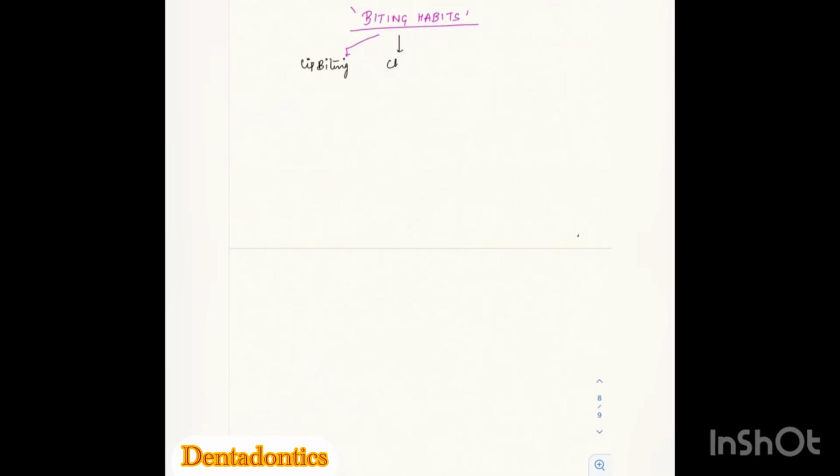Hello friends, today we will be discussing the biting habits. A habit, as we know, is a fixed or constant practice established by frequent repetition. Today we will be discussing different types of biting habits. Biting can be lip biting, cheek biting and nail biting. We will discuss them one by one.